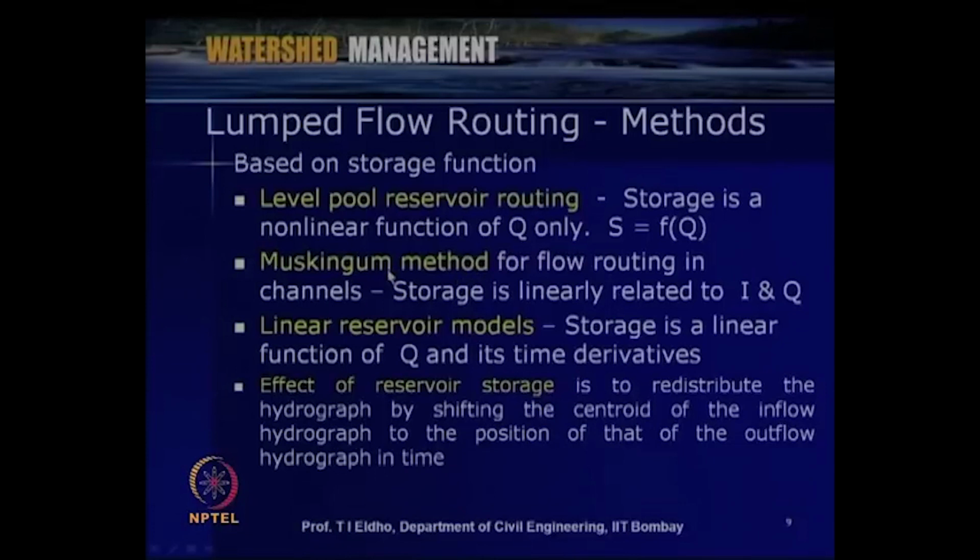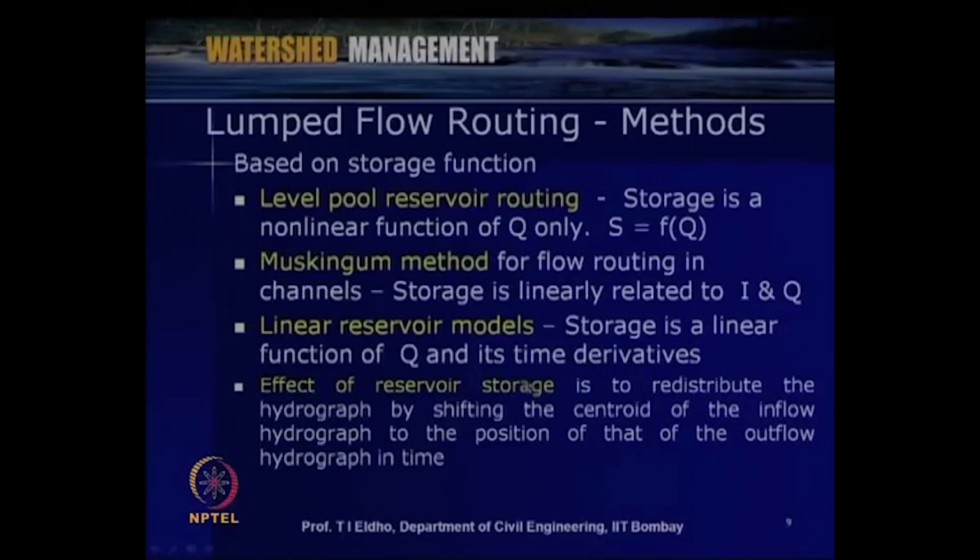Then, for example, in channel routing using the Muskingum method, which is one of the commonly used methods, the flow routing in channels relates storage linearly to inflow and outflow. That is what we generally do in the Muskingum method, which we will discuss in detail later. Then there are other types of relationships, like linear reservoir models, where storage is a linear function of the outflow and its time derivatives.